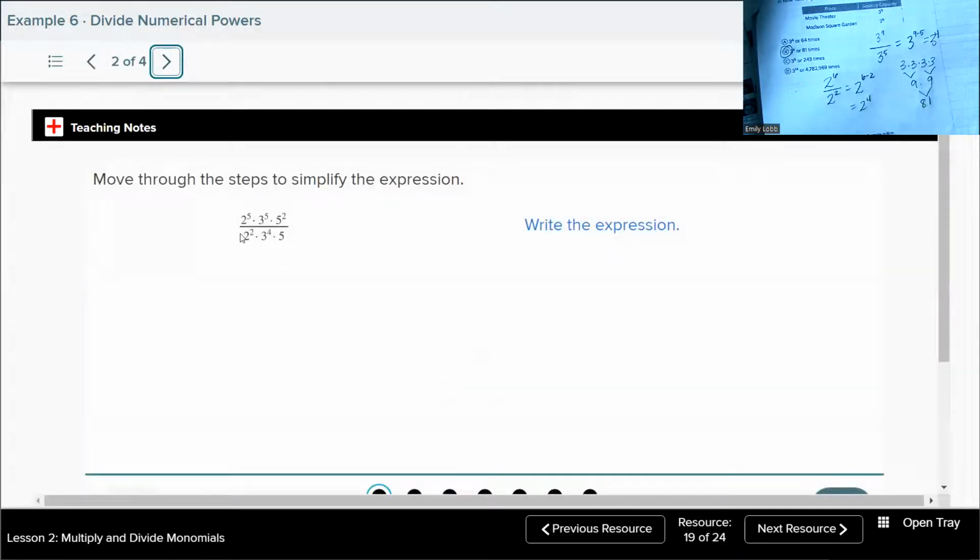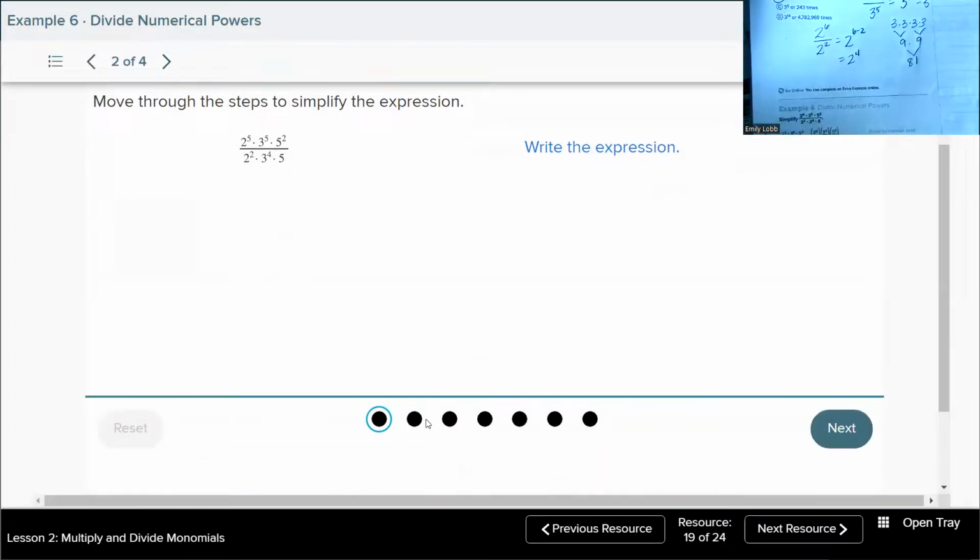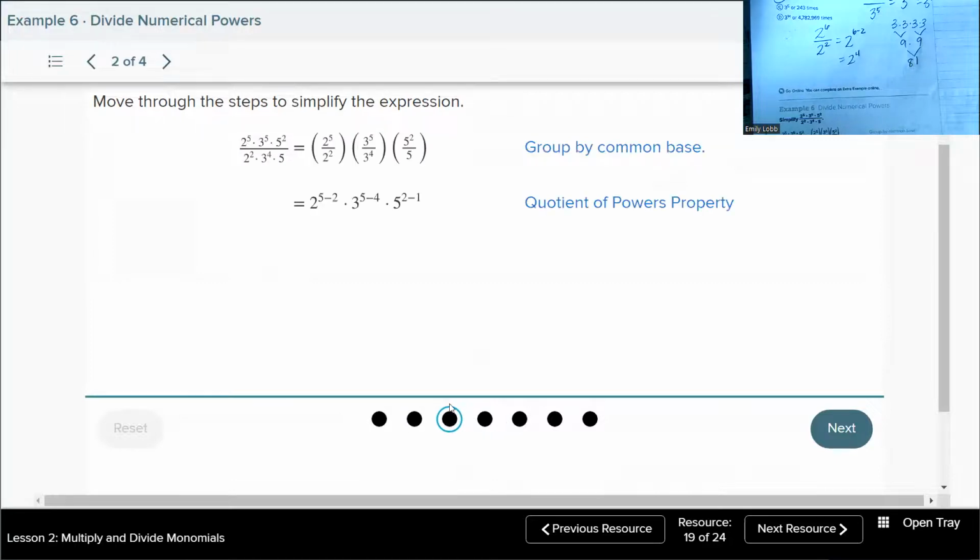So let's look. They wrote the expression, they did that for you. They set it equal to how we would group it. They grouped that for you. And then using the quotient of powers rule, they wrote this out for you, right? They took the top exponent minus the bottom exponent and kept the base the same.